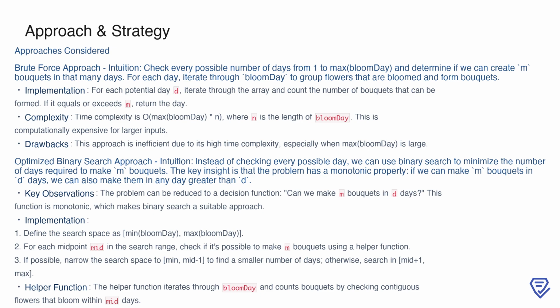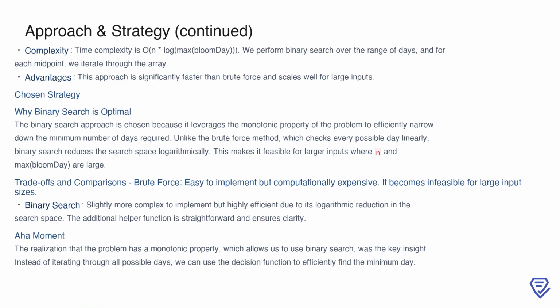Instead of incrementally checking each day, we search over a range of days using binary search. This involves defining a decision function to determine if we can make the bouquets within a given day count. Now, let's understand the binary search approach in more detail. The time complexity of this method is O(n log(max bloom day)).